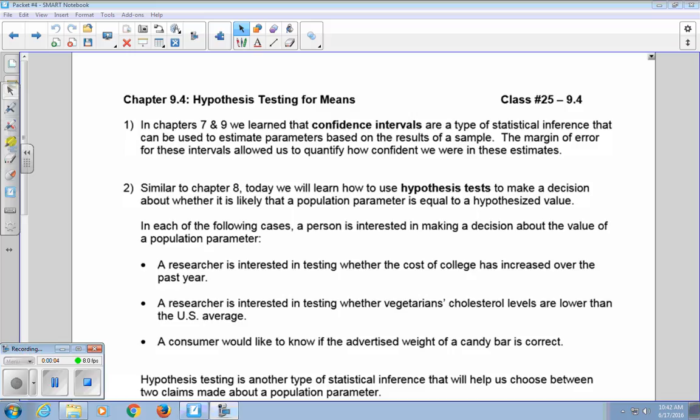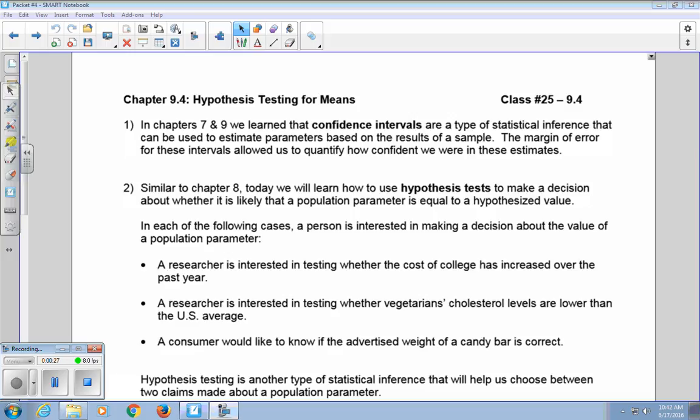This is section 9.4, hypothesis testing for means. In chapters 7 and 9, we learned that confidence intervals are types of statistical inference that can be used to estimate parameters based on the results of a sample. The margin of error for these intervals allows us to quantify how confident we were in the estimates.